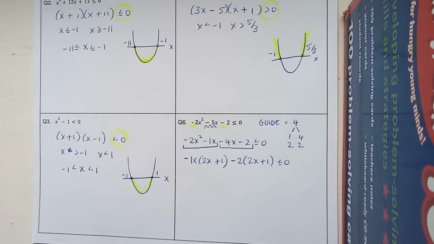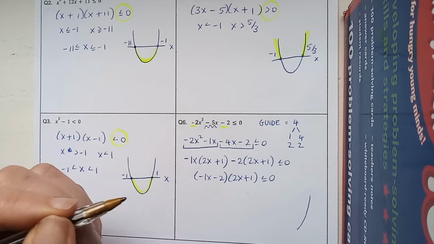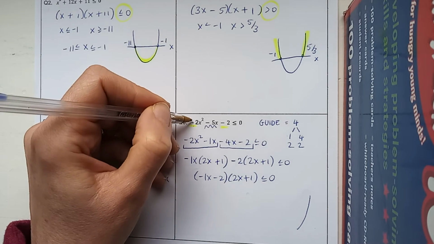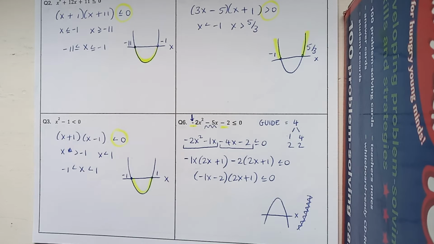So I end up with a factorised quadratic of minus 1x minus 2 by 2x plus 1 less than or equal to 0. Now I'm back again to do my sketch, and I just started drawing a U-shaped curve, but actually look back. We've got a negative x squared, so we should be drawing an n-shaped curve. Let's look at our solutions. I'm getting minus 2 and minus a half.